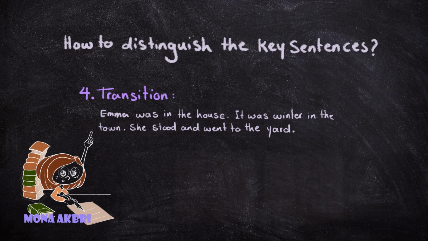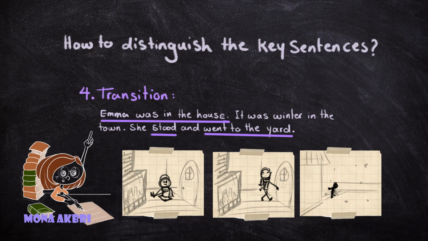I will draw two boards for that. Transition of actions we have. From being in the house, for example, I have drawn sitting and then it stands, and then we have the transition of place from house to the yard. So I should have another window for that.